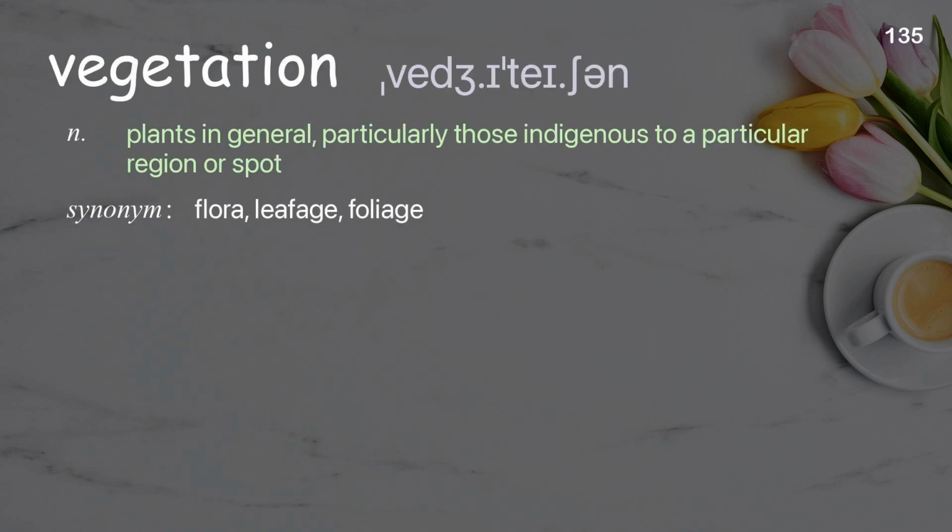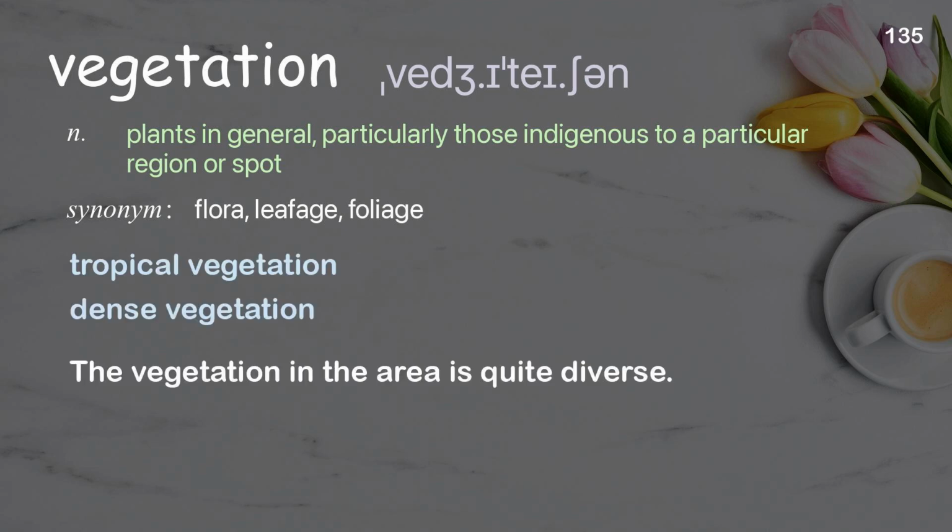Vegetation. Plants in general, particularly those indigenous to a particular region or spot. Examples: Tropical vegetation. Dense vegetation. The vegetation in the area is quite diverse.